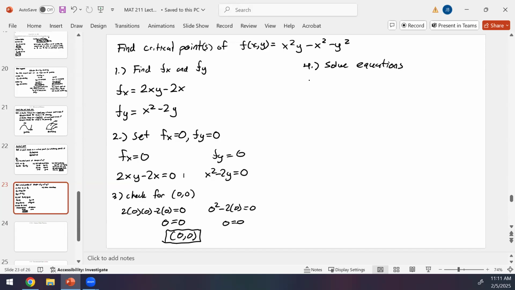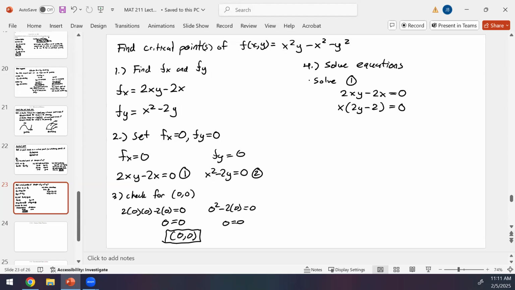So we'll call this equation number 1, and we'll call this equation number 2. From there, we're going to solve equation number 1, which is 2xy minus 2x equals 0. Some strategies you'll have to be able to do is, usually you'll have to be able to factor out something. So we see that we can factor out an x from both of them. So x and then 2y minus 2, like that.